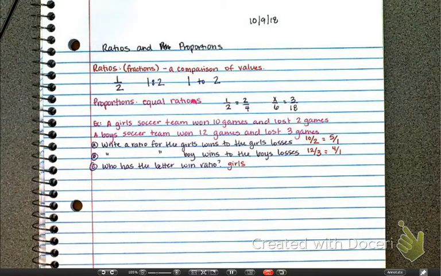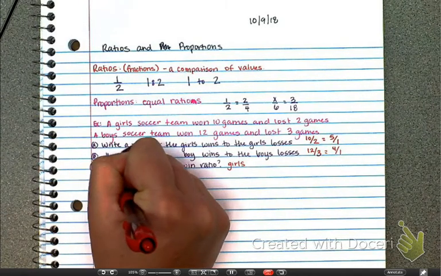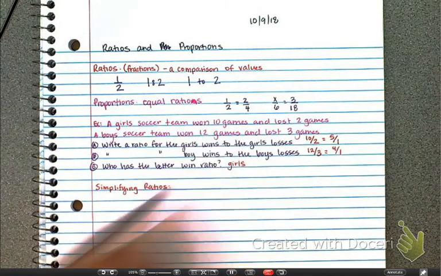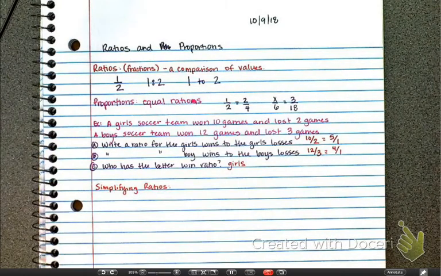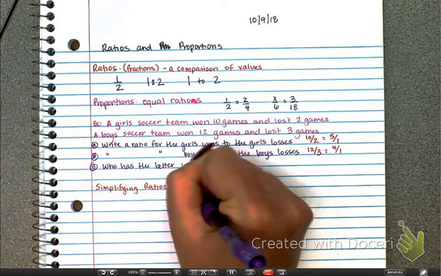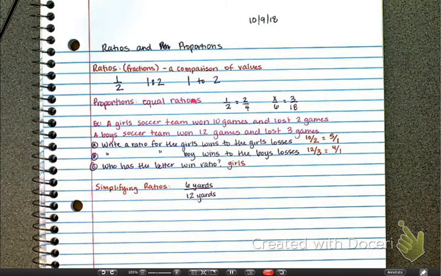So let's practice just simplifying, because if we can't simplify, we're going to have a hard time in this unit. I'm going to do one with you. Again, we're concerned about simplifying the ratio. So we have 6 over 12.